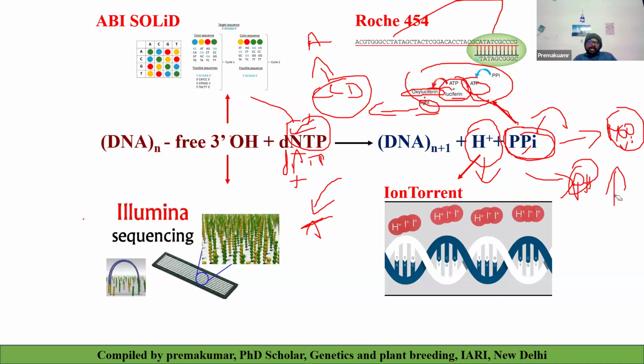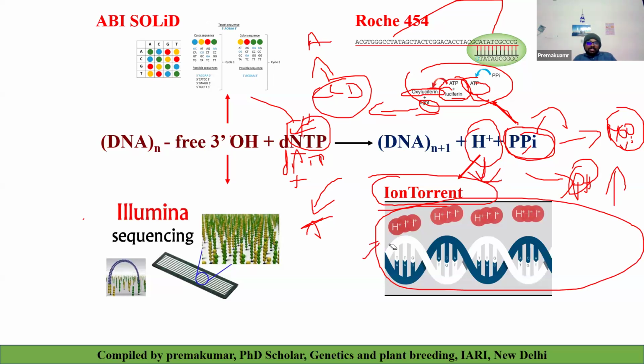Based on the change in the pH, that can be detected by one machine called Ion Torrent sequencing method. Whenever a dNTP is added into the sequencing chain, there will be release of H+ ion. This H+ ion will make changes in the pH of the solution, and this can be detected by Ion Torrent. The system is called Ion Torrent sequencing.